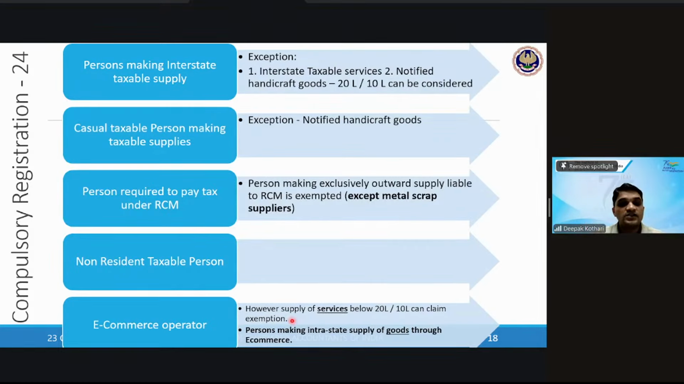One is if you are supplying services, then you can claim a limit of 10 lakhs and 20 lakhs. Okay, 10 lakhs for special category states and all other states 20 lakhs for supply of services. Even if it is interstate, yes sir. Even if it is interstate, still you can claim this exemption.